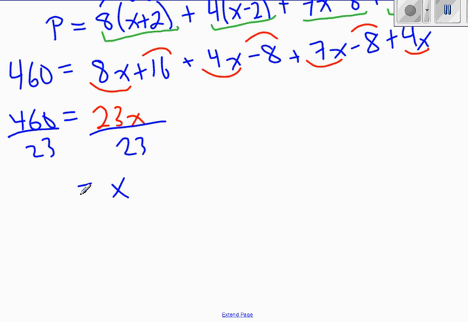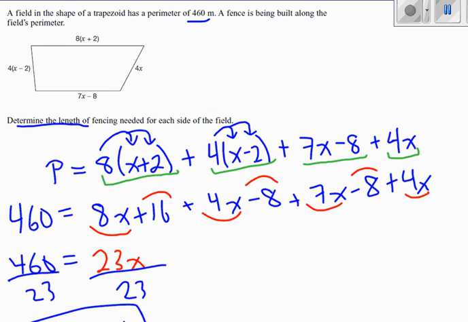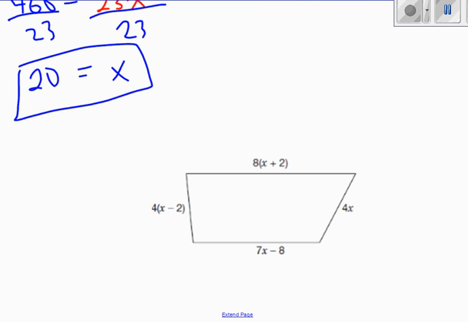Now, just because I've solved x, that doesn't mean I'm done the question. Go back to what you're actually supposed to do. It says, determine the length of each side of fencing needed. So now that I have a value for x, I can substitute x into each one of these sides, and I can tell you the length of each side. So let's go ahead and do that. And I've just recopied that particular diagram down here. And now I know that x is 20.